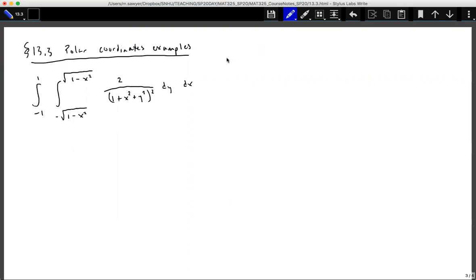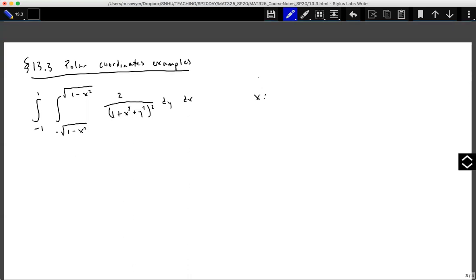So for this first example, let's look at the double integral from -1 to 1, from negative square root of 1 minus x squared to positive square root of 1 minus x squared of the surface 2 divided by the quantity 1 plus x squared plus y squared, squared, with respect to y first, then with respect to x. If we're considering what the surface looks like, let's just write down our bounds first.